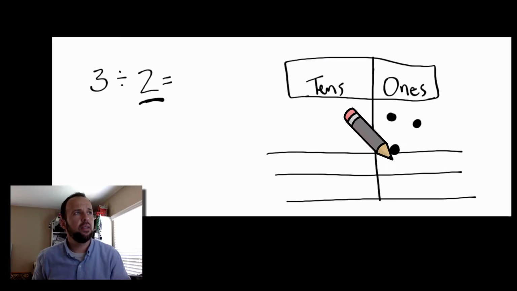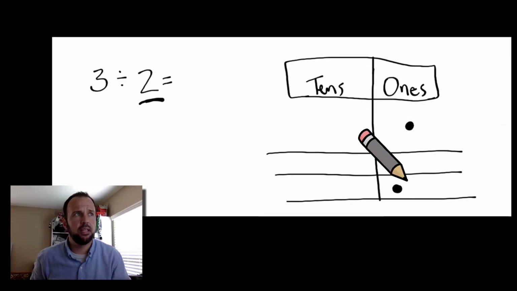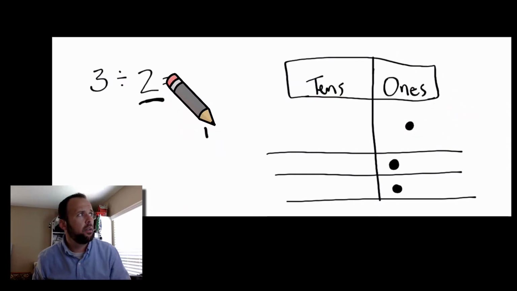Okay, so if I did that, this guy would come down here, this guy would come down here, and then I'm left with this guy, right? I can't evenly distribute him to my last 2 groups here. So this isn't going to work out. So what this guy becomes is a remainder, right? So my answer would be 1 with a remainder of 1, okay?